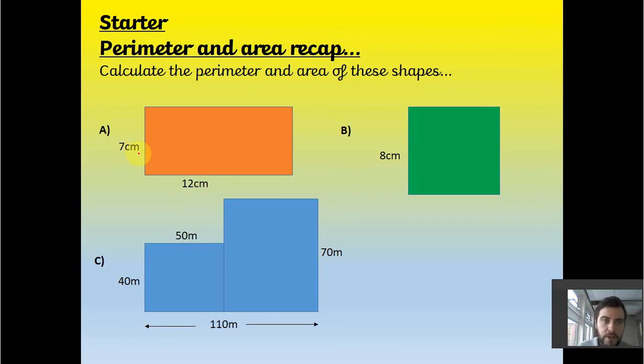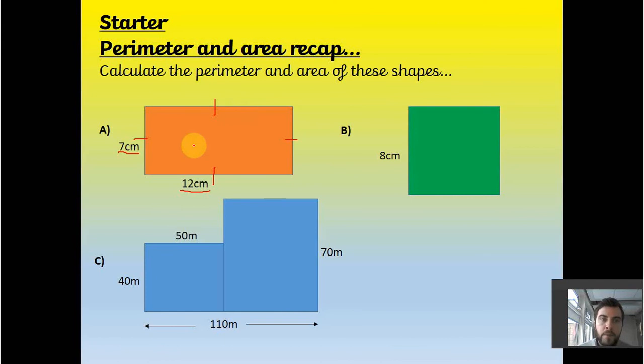So if this side here is 7 centimeters, then we know that this side here is also going to be 7 centimeters because they are parallel sides. Likewise, if the length of the shape is 12 centimeters, we therefore know that this side here is also going to be 12 centimeters because once again these two sides are parallel. Once we have those measurements, we can then add them all up to find the perimeter. 12 add 12 or double 12, double 7, and then you get your answer.